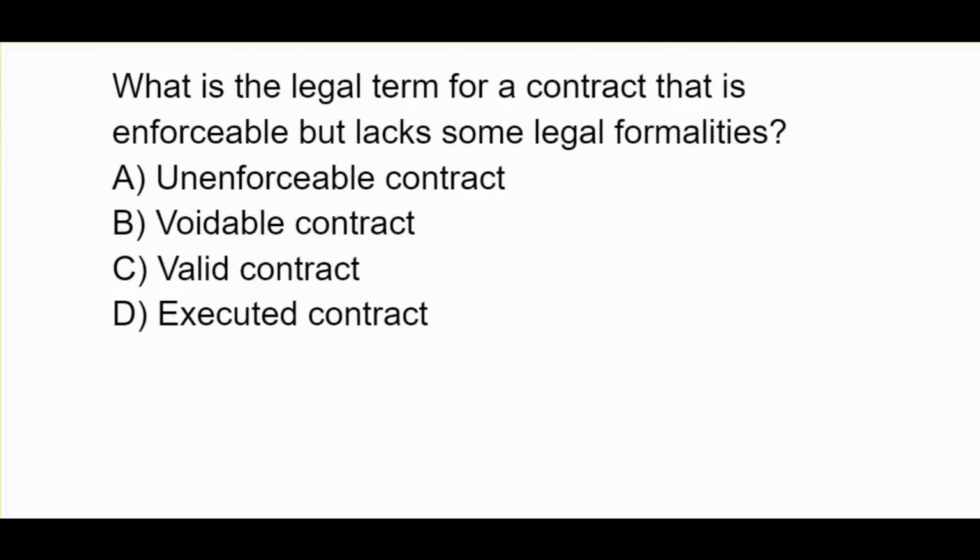What is the legal term for a contract that is enforceable but lacks some legal formalities? A. Unenforceable contract. B. Voidable contract. C. Valid contract. D. Executed contract.